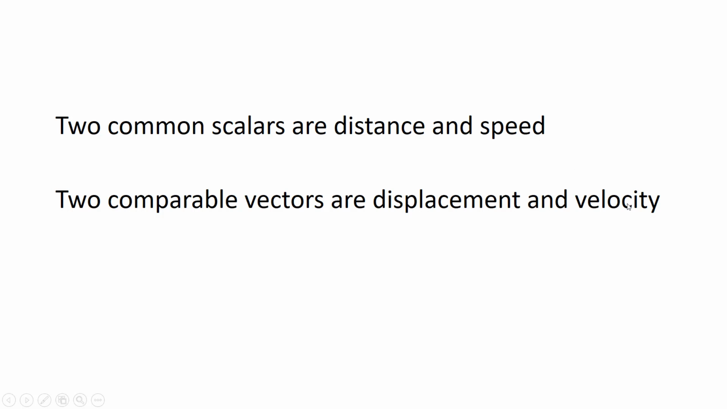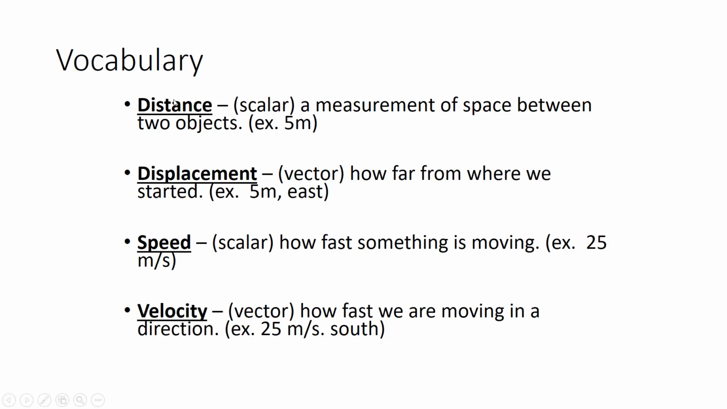Except velocity, you're going to be going in a direction. Speed, you're just going. So here, for example, distance is a scalar. If I say 5 meters, this is a distance. It has no direction. It's a scalar.